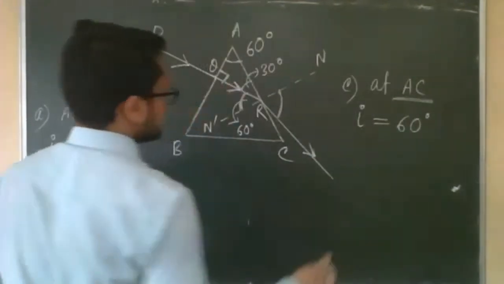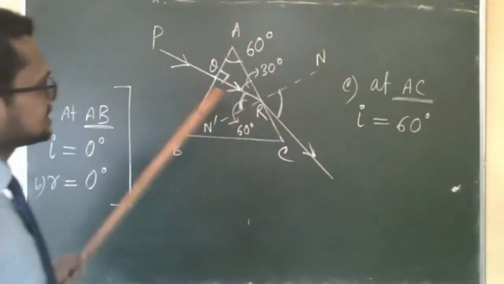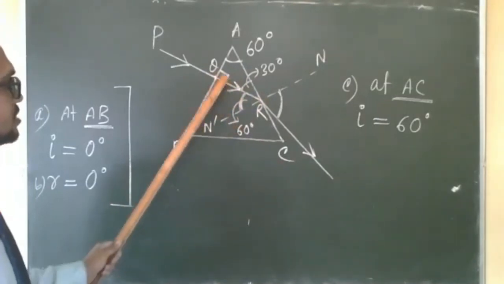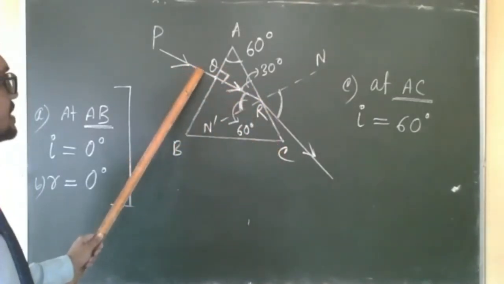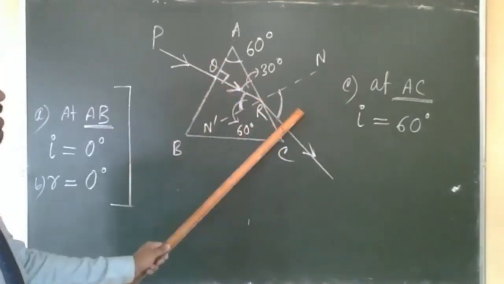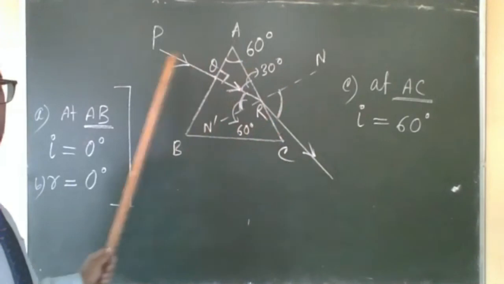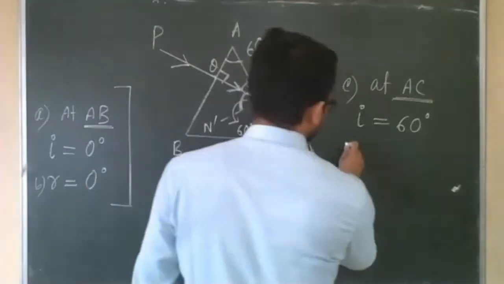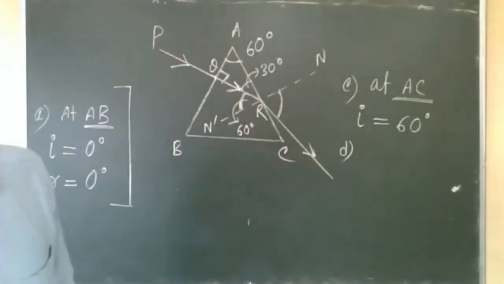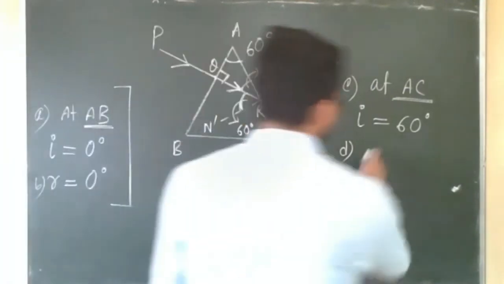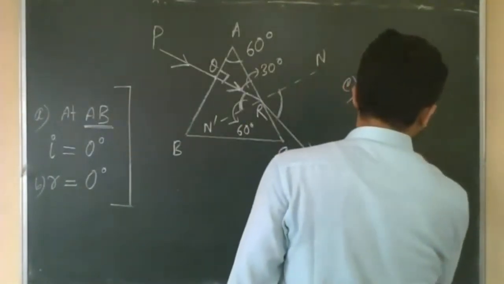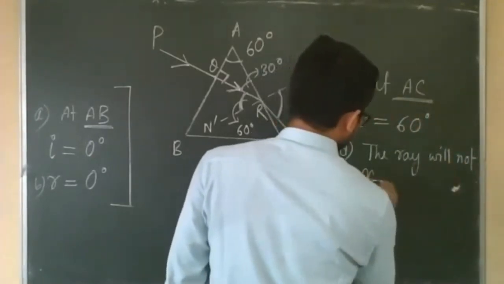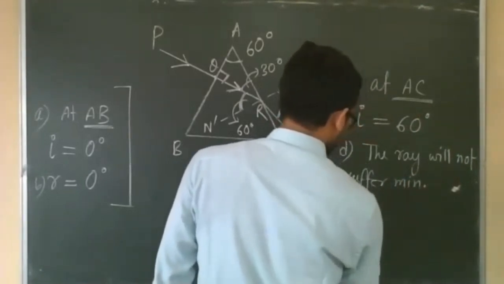For minimum deviation, I told two conditions. One is that this ray QR should be parallel to BC. Here it is not parallel. Another is that the angle of incidence at the first surface should be equal to the angle of emergence at the second surface. So it is also not equal. So the ray will not suffer minimum deviation.